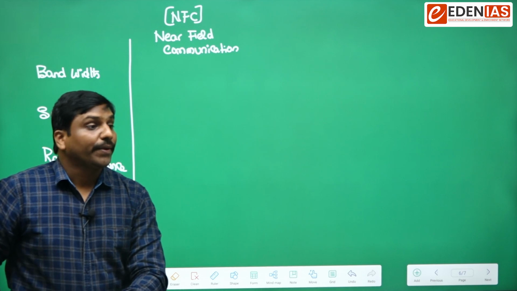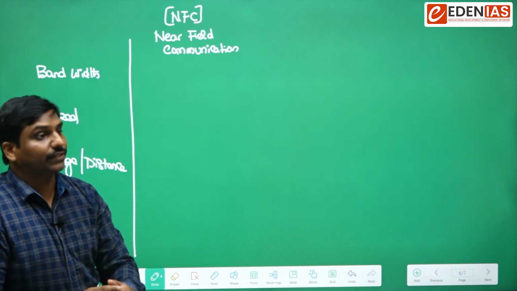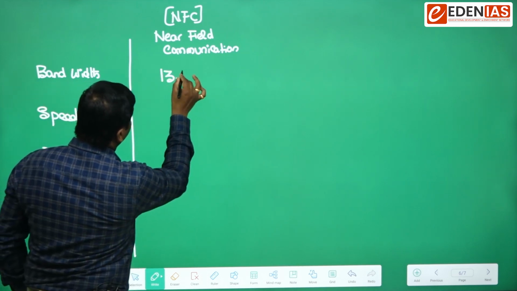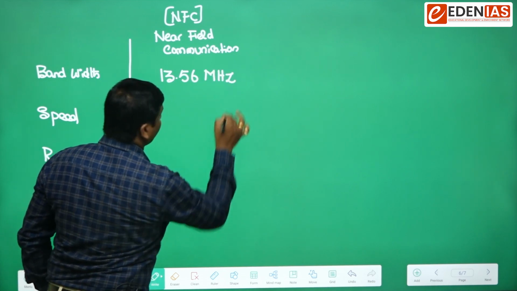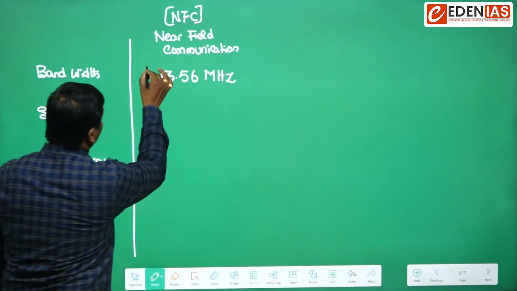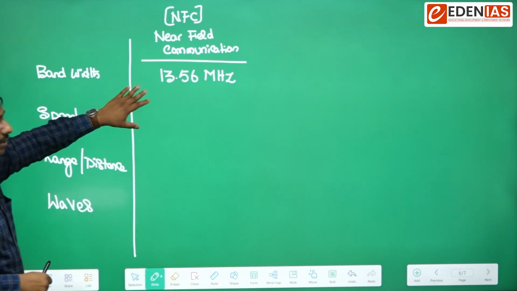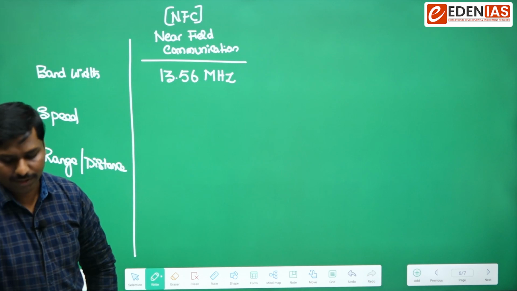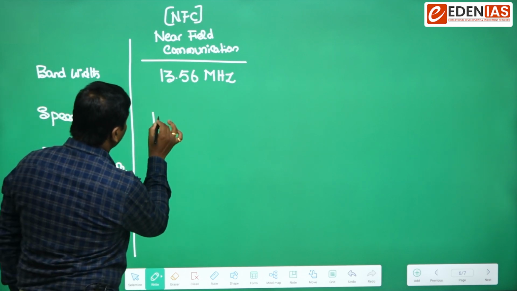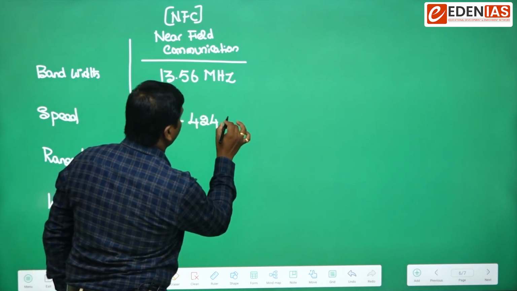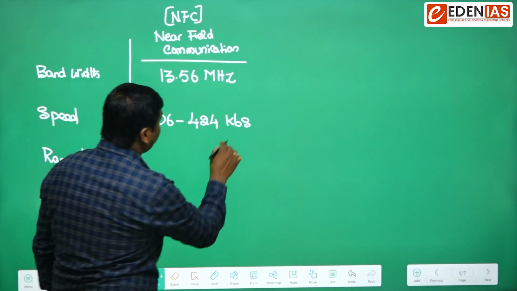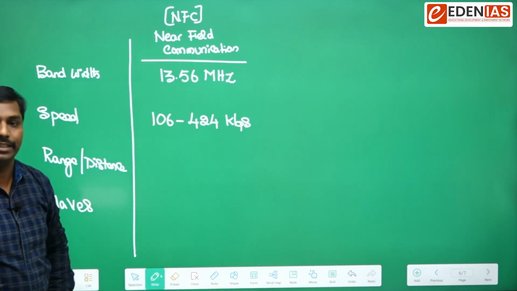When we use this, what is the bandwidth? Usually with near field communication, the frequency would be around 13.56 megahertz. Frequency is denoted with the help of hertz. So 13.56 megahertz is the wave frequency of near field communication. What is the speed of transmission of the data? It would be around 106 to 424 kbps, kilobytes per second.